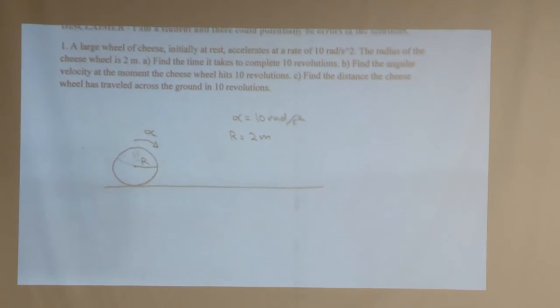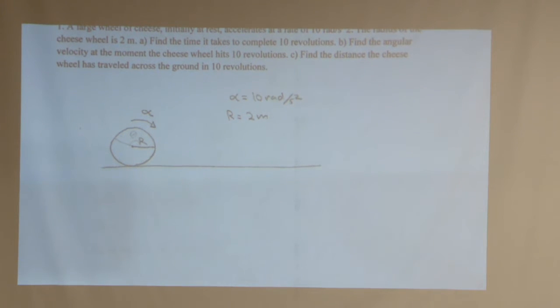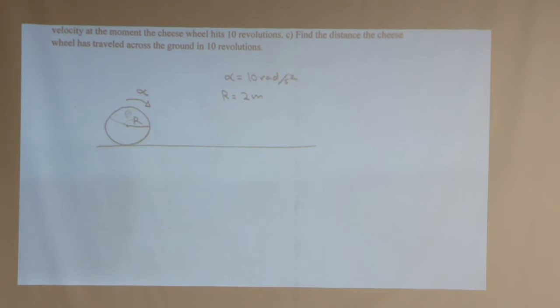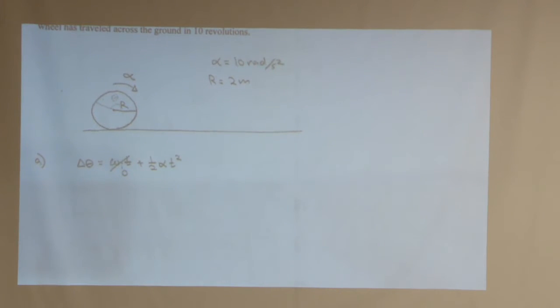So this is what the problem looks like. We got a cheese wheel. It starts at rest and it starts rotating with a constant angular acceleration of 10 radians per second squared. We're given the radius. The first question asks to find the time it takes to complete 10 revolutions. So we're going to look at our kinematics equations. We're going to use the displacement equation. So we have delta theta is equal to omega_i t plus 1/2 alpha t squared.